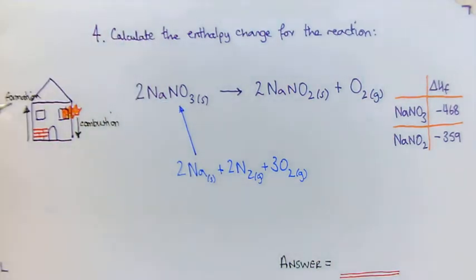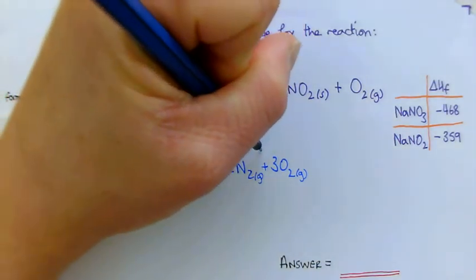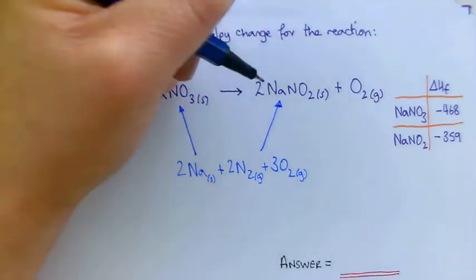A good way to remember this is that you build the house up, but you burn the house down. So when you use formation, the arrows go up, and when you use enthalpies of combustion, the arrows go down. So let's do that there.